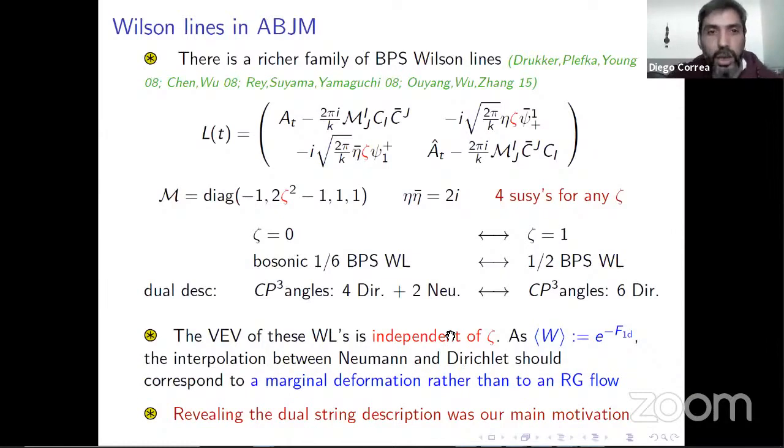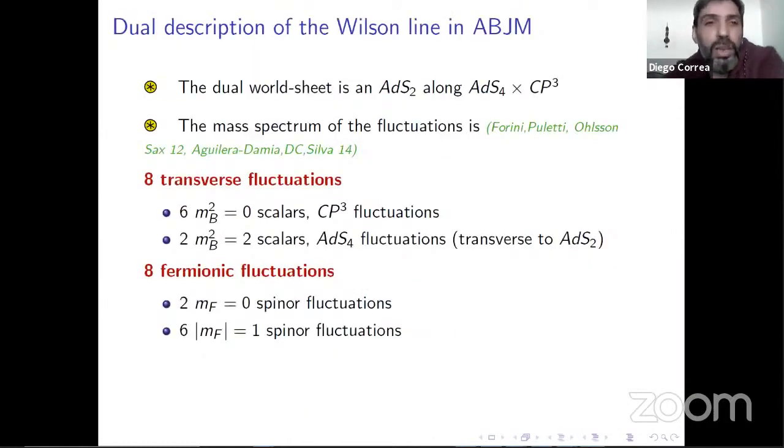So in order to look for this dual description, I need to tell you what the dual description of the Wilson loops in these ABJM theories is. As I said, now AdS2 is a worldsheet that is spanning AdS4 times CP3. The mass spectrum is slightly different now. For the fluctuations in the CP3, we have 6 massless scalar fields. We have only 2 transverse fluctuations in AdS, and they have mass squared 2 as well.